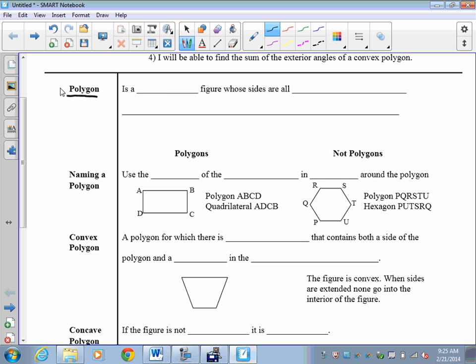A polygon is a closed figure whose sides are all segments which intersect only at the endpoints.